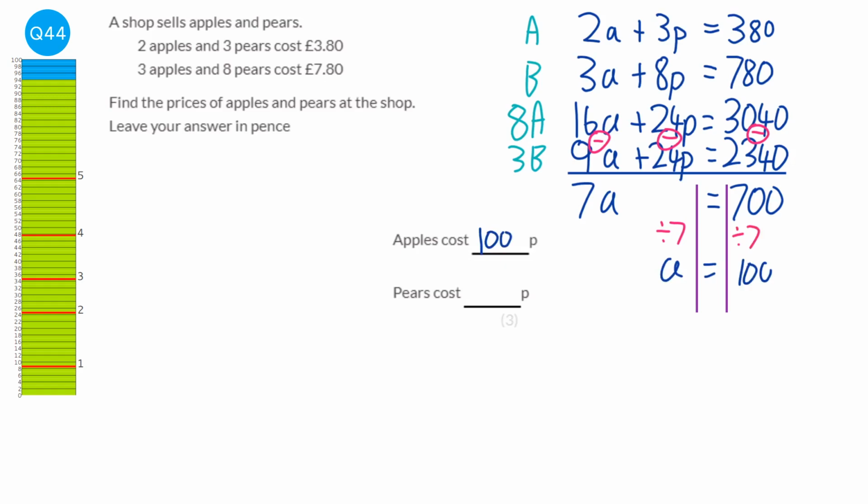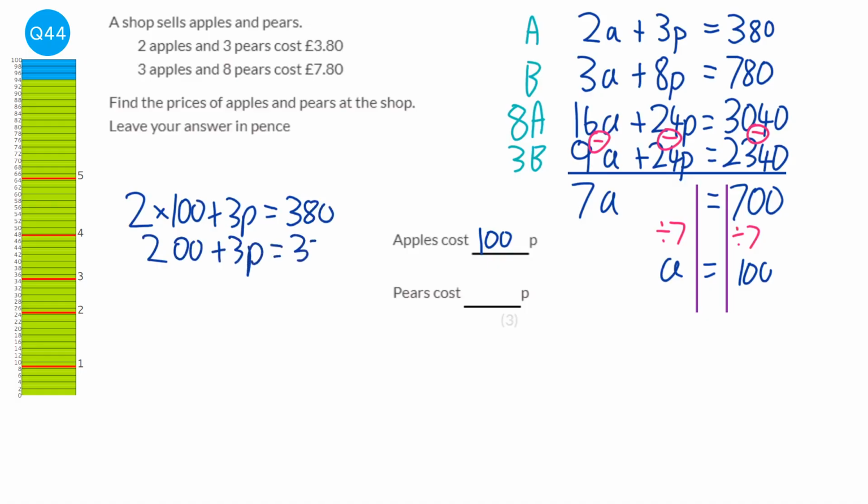We need to work out what pears cost. So I just need to pick one of the equations. I'm just going to pick this top one here, and I'm going to write it out. But instead of A, we know that A is £1 or 100 pence. So plus 3p equals 380. So that's going to be 200 plus 3p is 380.